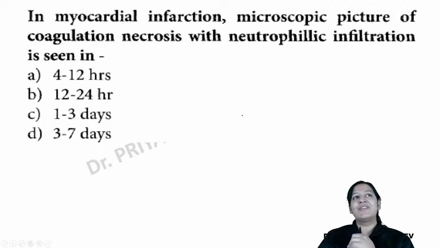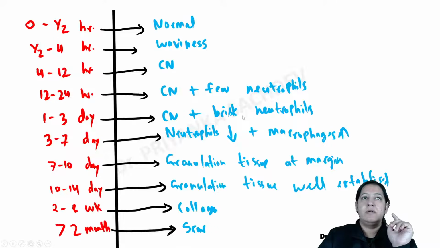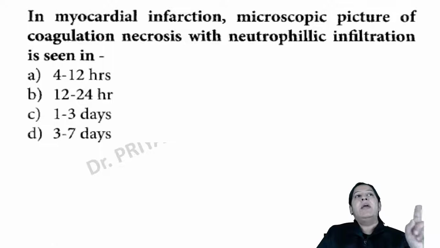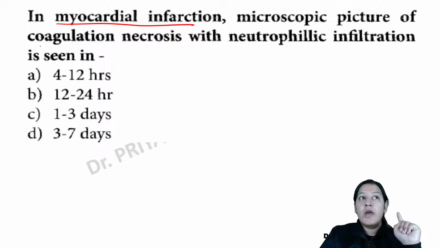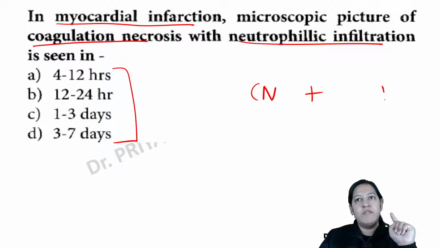The next question in front of you. You tell me what is the correct answer. Okay, leave this. It is confusing. Here two options are correct. Okay, write down two options. So what is my question? Let me read the question first. In MI, coagulative necrosis with neutrophilic infiltrate occurs at what age? So I'm asking coagulative necrosis along with neutrophils.